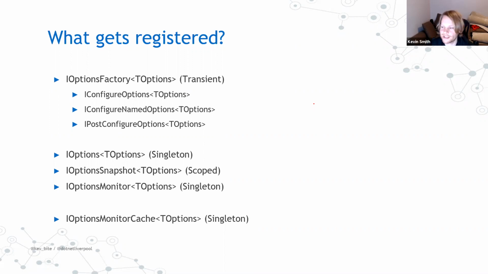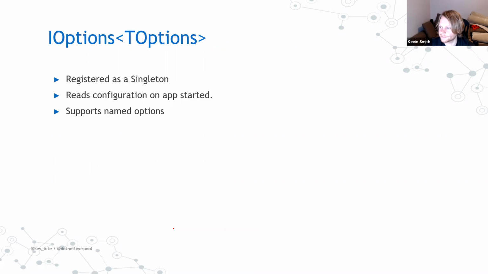But the normal default ones you're probably always going to be using are IOptions of TOptions, IOptionsSnapshot, and IOptionsMonitor. There's also one for monitoring the cache as well. The default IOptions, which most people use, is registered as a singleton. It reads the configuration at startup, and it keeps this fixed configuration all the way through your app until it dies and restarts. It also supports named options.